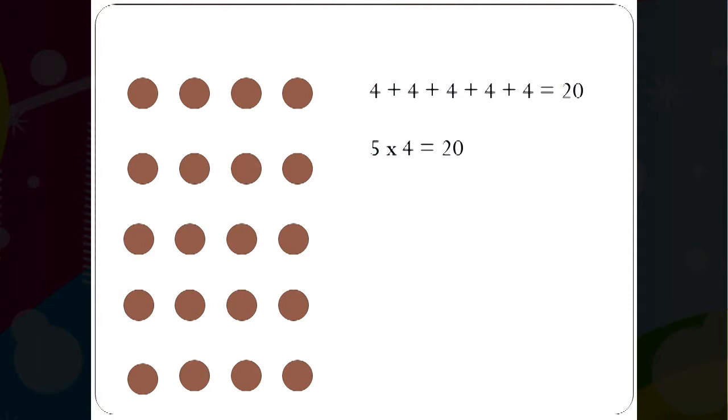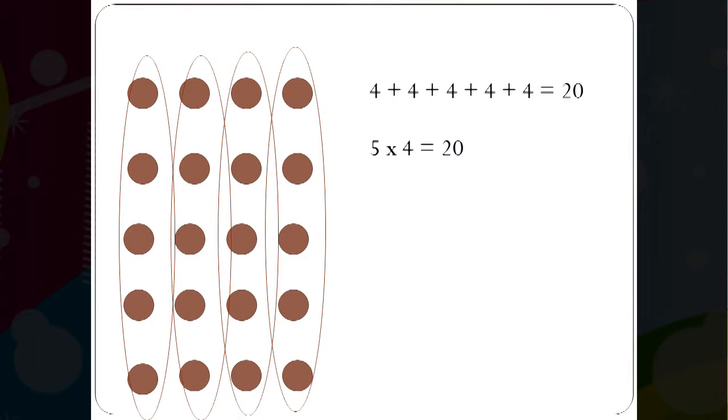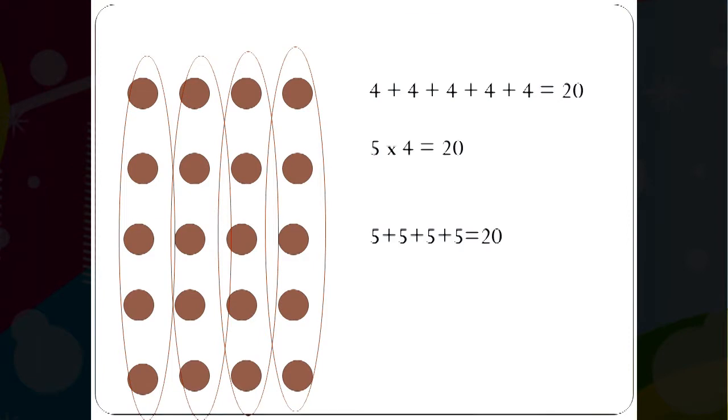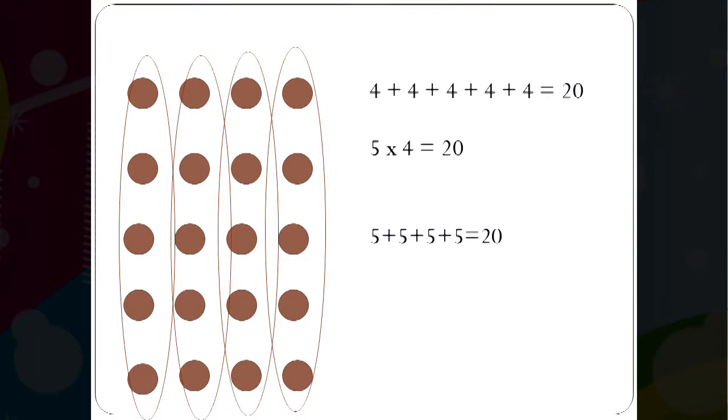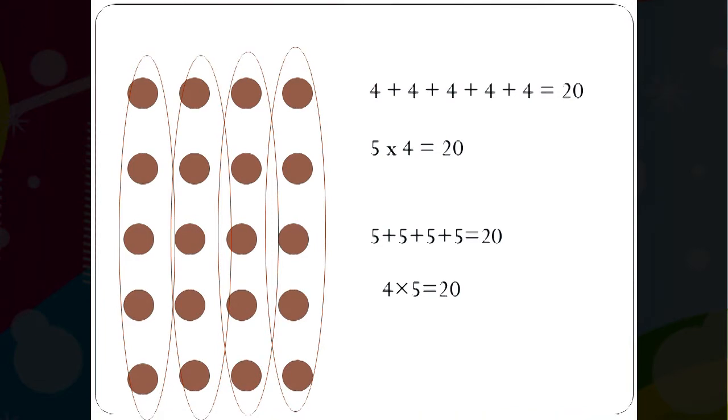Let's now group them another way. Now we have 4 groups. How many counters are in each group? 5 counters are in each group. So 5 plus 5 plus 5 plus 5 will give us 20. And for us to write that using multiplication, how many groups are there? 4 groups of 5. That also gives us 20.